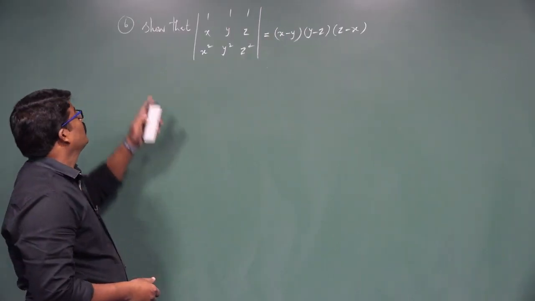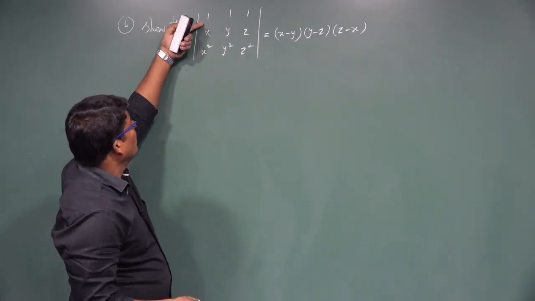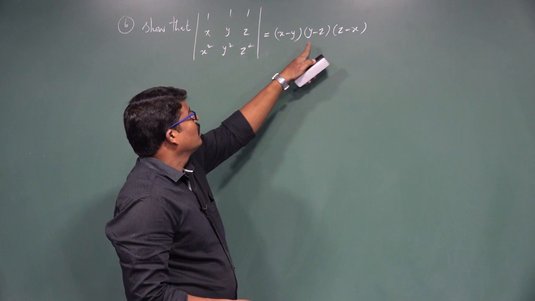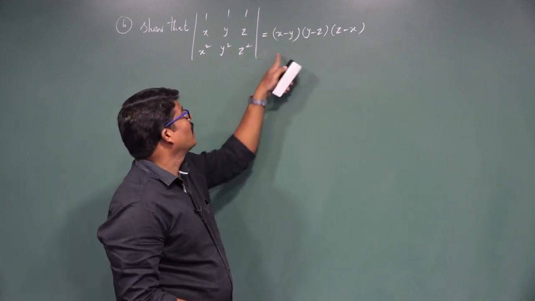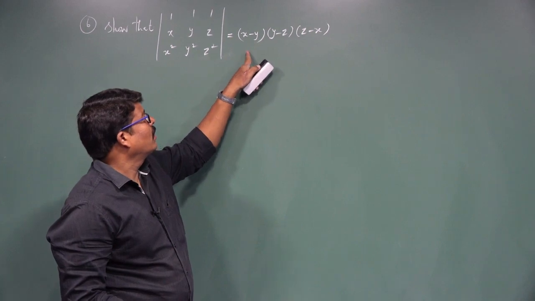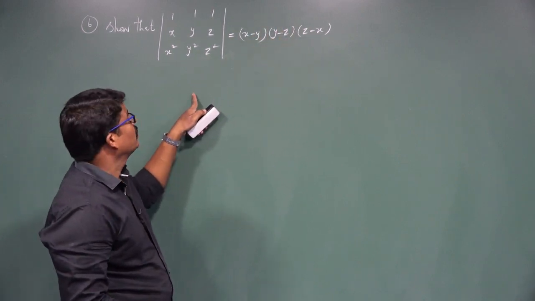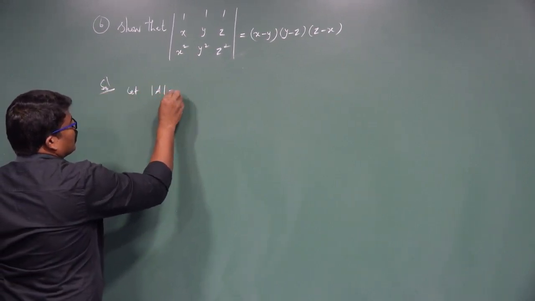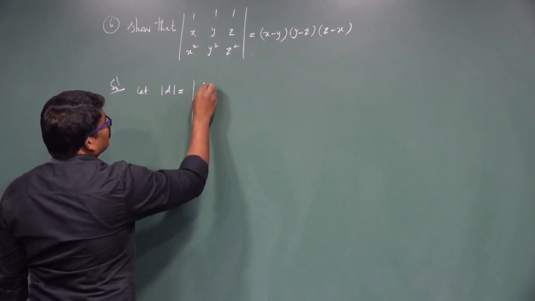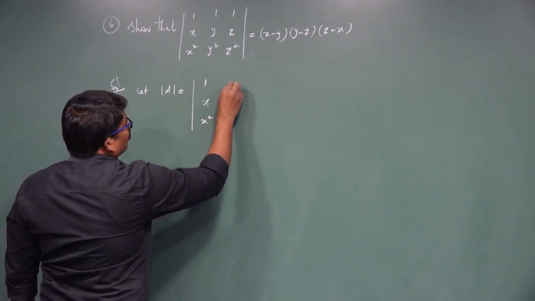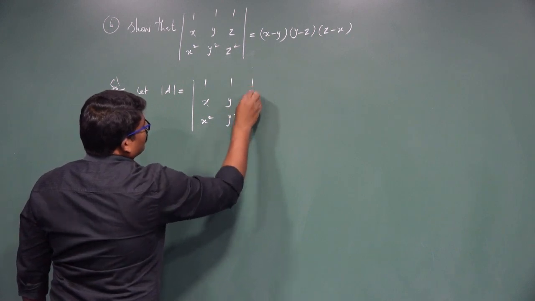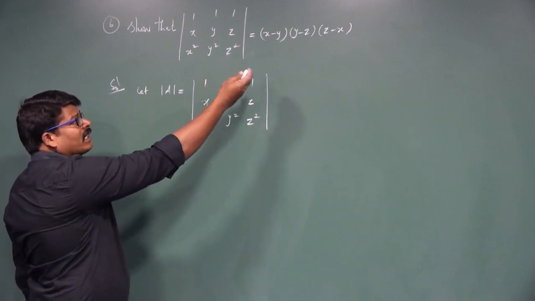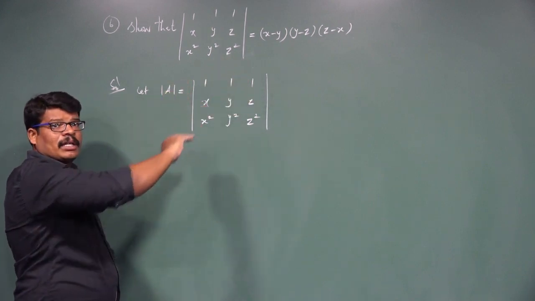The next one, sixth problem. Show that the determinant with rows 1 x square, 1 y square, 1 z square equals x minus y, y minus z and z minus x. Show that the result; take LHS equal to RHS. The RHS side is the factors of the determinant. Given the determinant, let A equal to the determinant 1 x square, 1 y square, 1 z square.